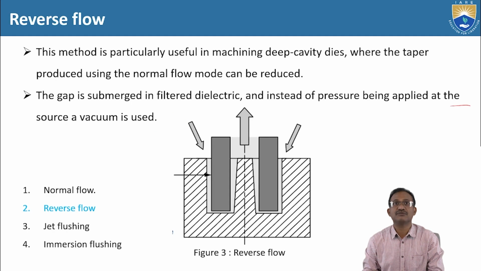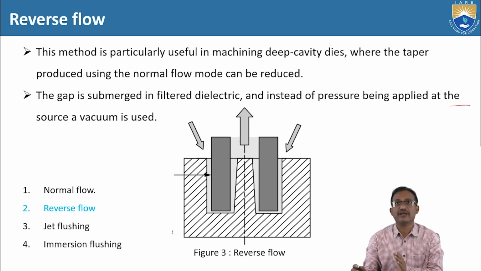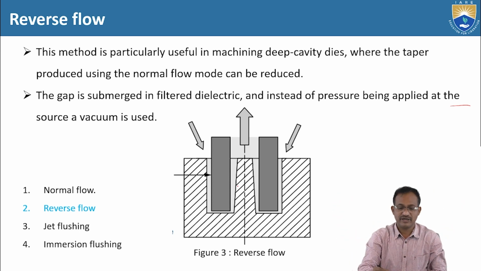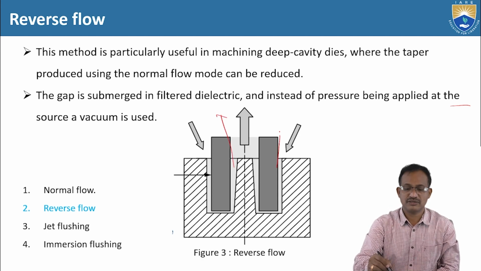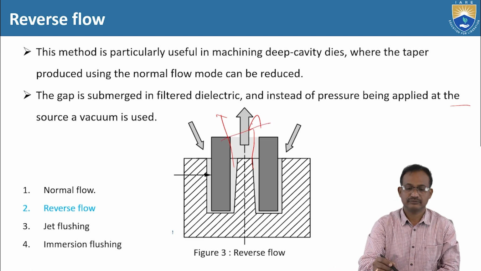But in reverse flow, what is happening? Because of this vacuum, the fluid will go up, reverse to the pressure. It will enter in this direction, and it will come out along the workpiece and the tool wall, which has a little taper, in this direction because of this taper.